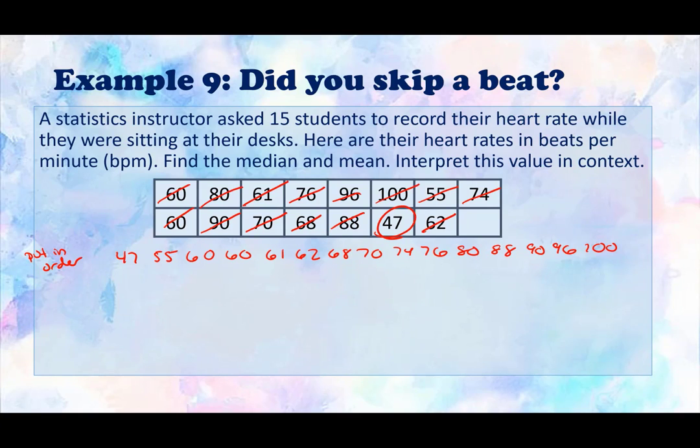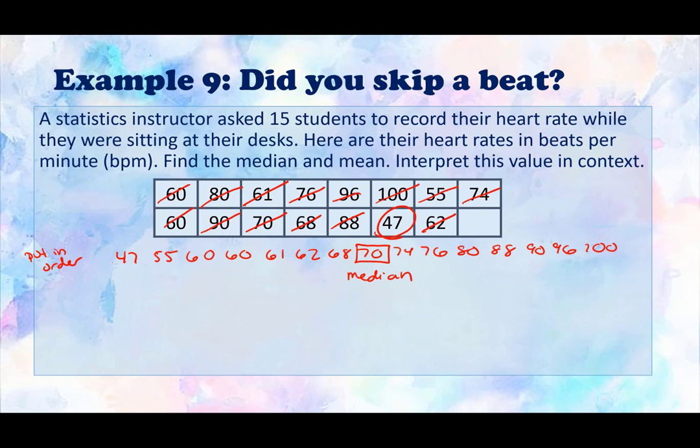Because we have 15 numbers, we have an odd number of data values. That means the median is just going to be the middle value. In 15 numbers, the middle value will be the 8th. So we're going to find the 8th number: 1, 2, 3, 4, 5, 6, 7, 8. It looks like 70 is going to be our median.